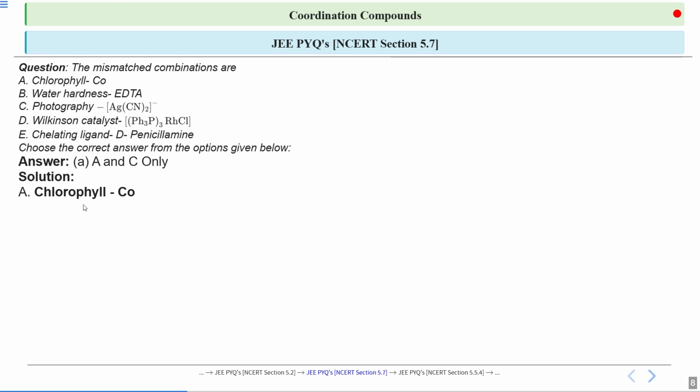A is given as chlorophyll and cobalt, right? It is a mismatch combination because the central metal atom of chlorophyll is magnesium, not cobalt. In the structure of chlorophyll, the central metal is actually magnesium, Mg, not cobalt. So this is a mismatch.